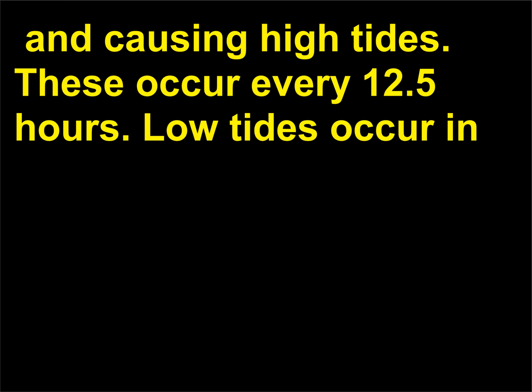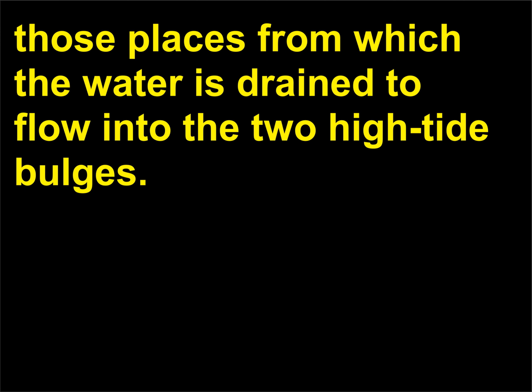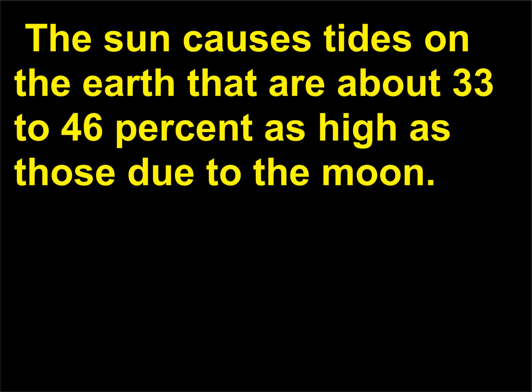and causing high tides. These occur every 12.5 hours. Low tides occur in those places from which the water is drained to flow into the two high tide bulges. The Sun causes tides on the Earth that are about 33 to 46% as high as those due to the Moon.